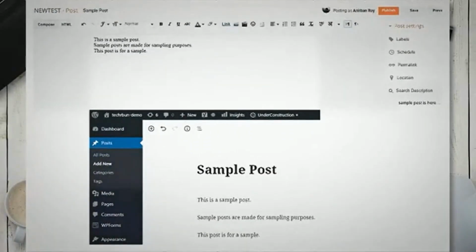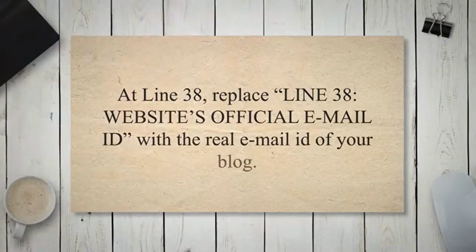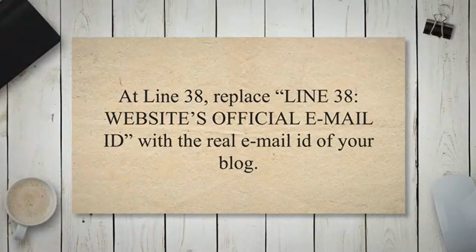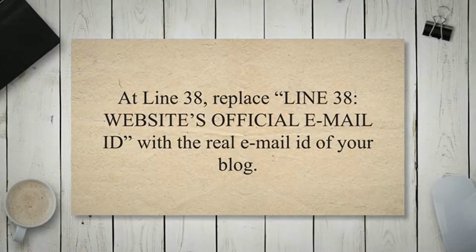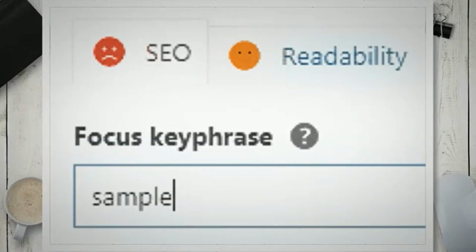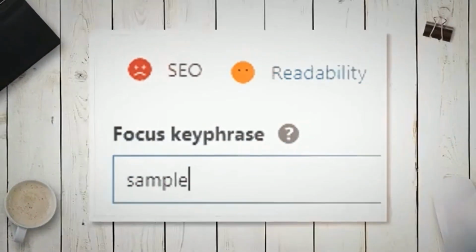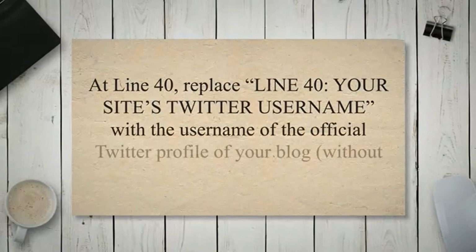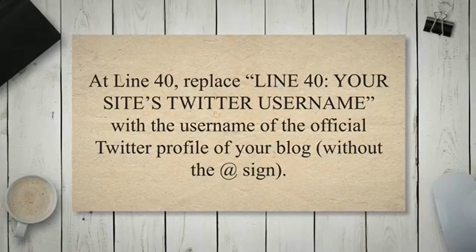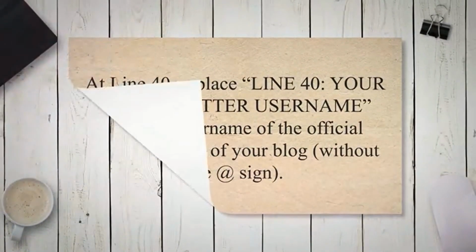At line 36, replace "your name" with the name of the primary author who posts articles on your blog. At line 38, replace "website's official email ID" with the real email ID of your blog. At line 39, replace "your site's official Twitter URL" with the real URL to the official Twitter profile of your site. At line 40, replace "your site's Twitter username" with the username of the official Twitter profile of your blog, without the @ sign.